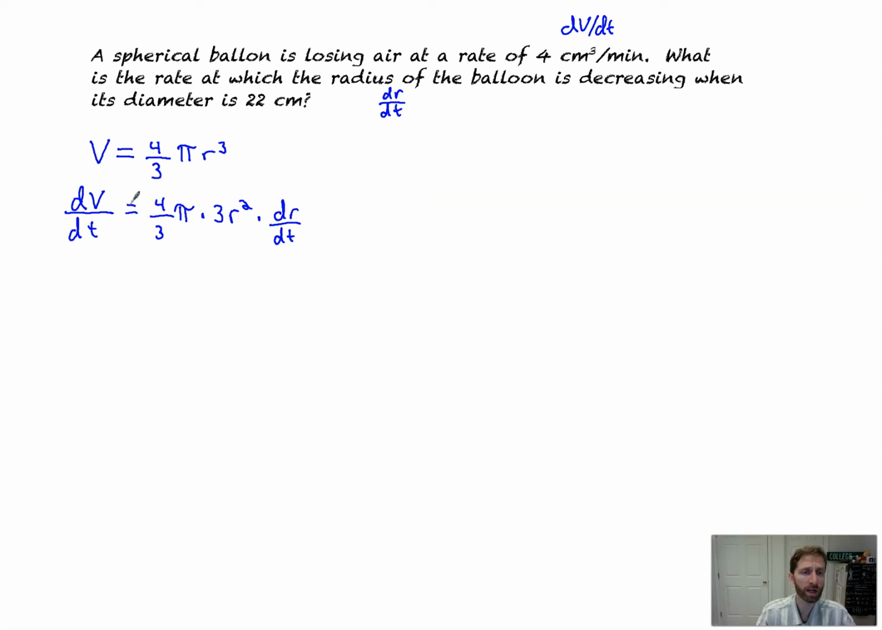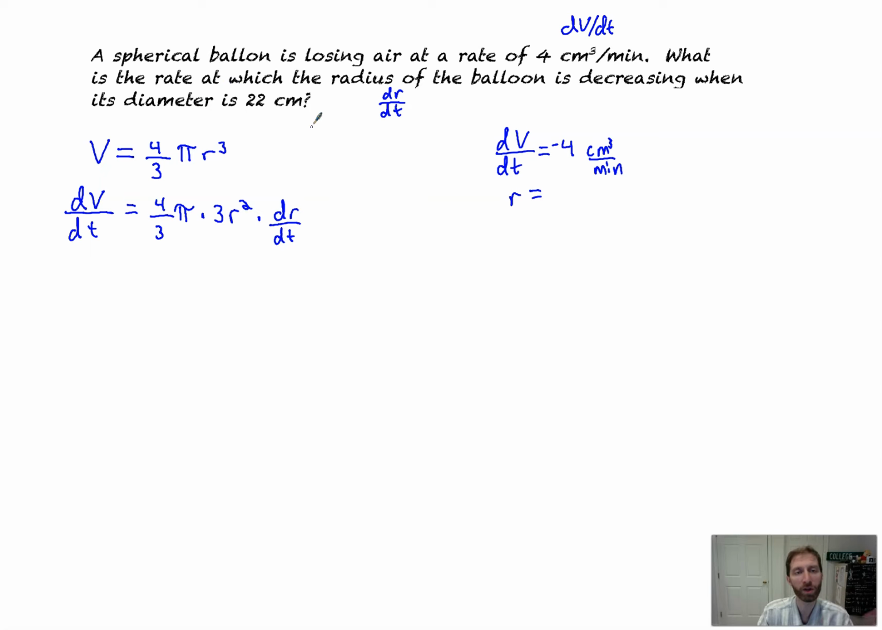Now, what we do is we take a look at our variables and see what we can plug in for and what we can't. Well, dV/dt is 4. So if we didn't know that was dV/dt, now we know to look for it, and it's 4 cm³/min. So dV/dt, or V′(t), is going to be equal to 4 cm³/min. All right, so we have that. Now that's going to be negative because we are losing air. Be careful with that. Now the radius is what we're going to need. We don't have the radius.